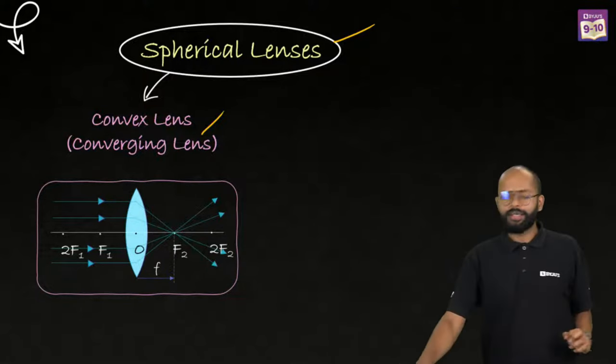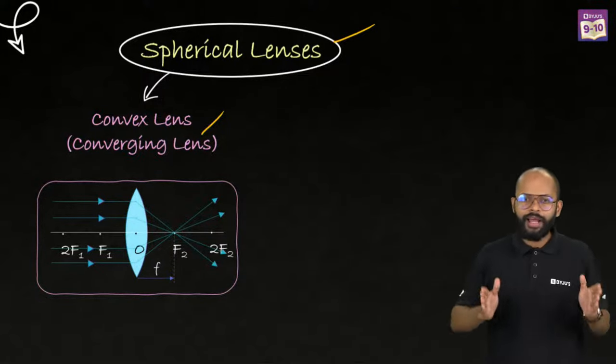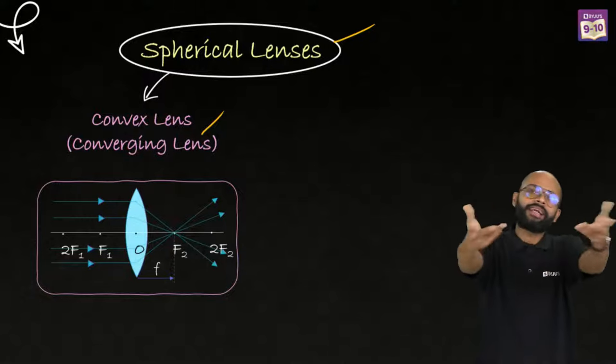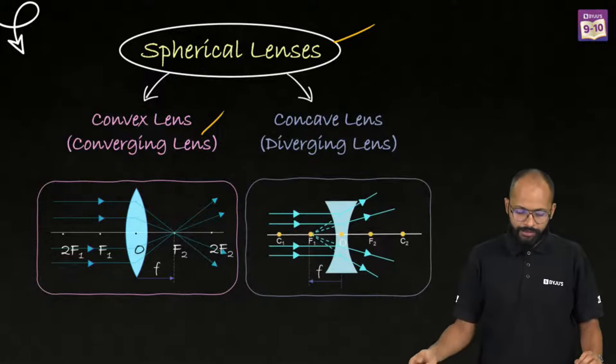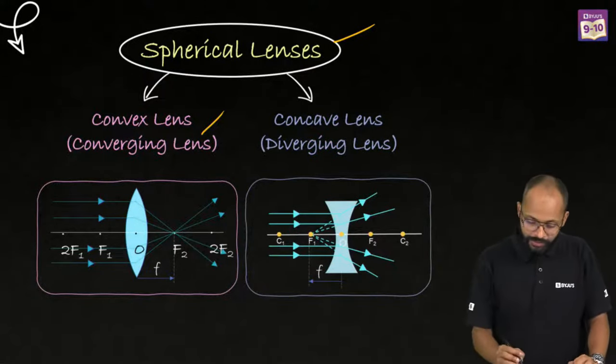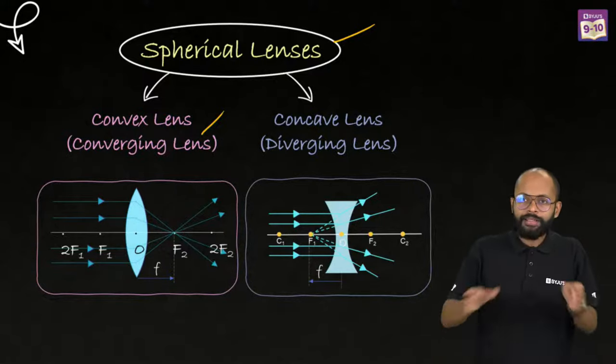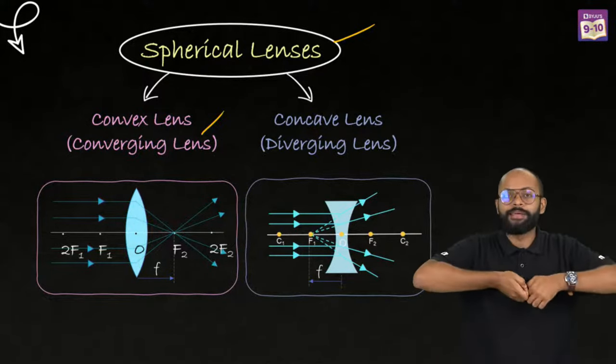Convex lens is the converging lens. Sir, why? See, converging na kisko bolte hain? Parallel ray aayengi to converge hoke ek point pe milengi. That is converging. If you take diverging lens, it is the concave lens. Parallel rays go and they diverge. So you have to trace them back.